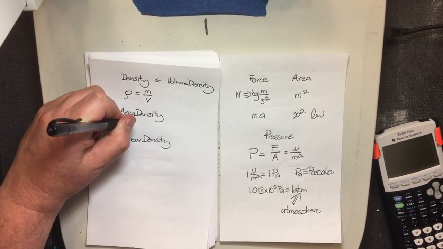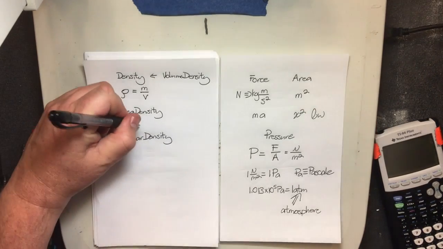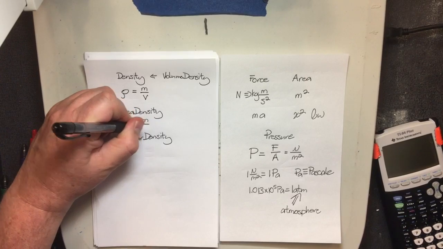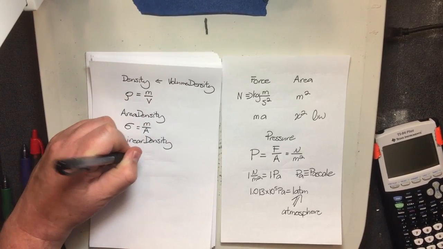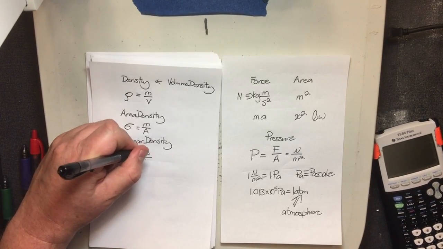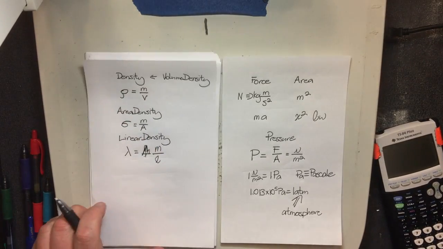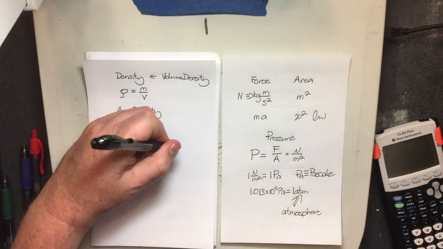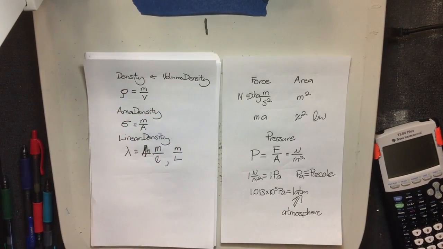Area density is commonly referred to as sigma, and that is mass over area. Linear density is lambda, and that is M over L, or sometimes I write M over big L. Either one. It's length.